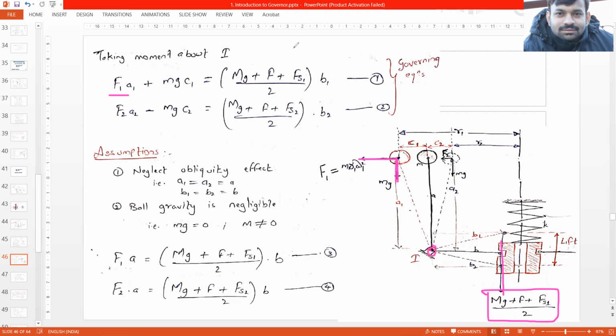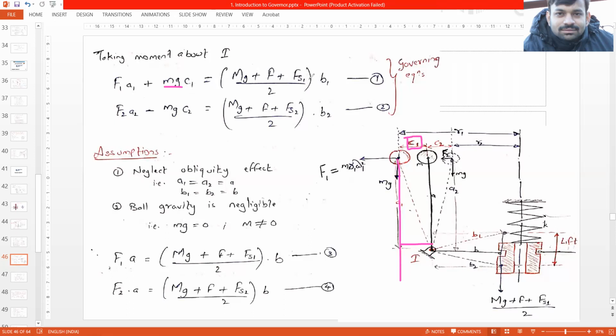These are on the same side, and this is currently with the plus sign. That is F1 into A1. F1, this is the line of action, and what is the perpendicular distance? It is equal to A1. And then we have mg. The mg force is here. This is the line of action, and what is the perpendicular distance? Its distance is C1, right? C1 over here.